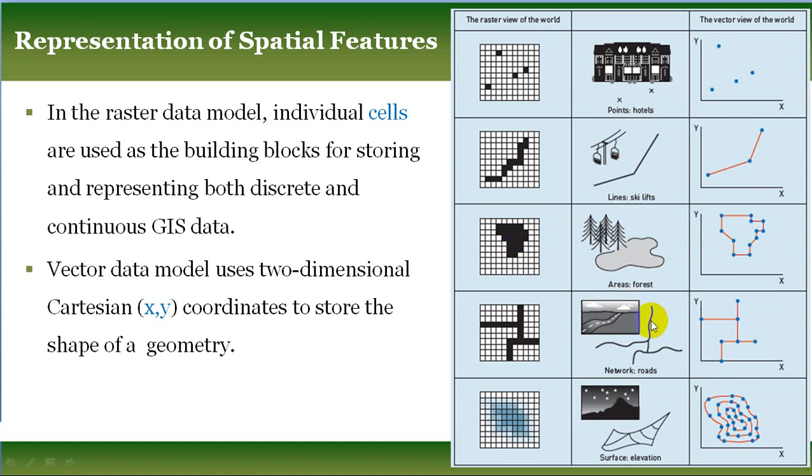If you want to represent some road network, where different road features are connected with each other, that can also be represented using raster or as vector line geometry. If you want to represent some topographic surface or terrain, I mean relief, that can also be represented using raster data, or it can also be represented as vector data.